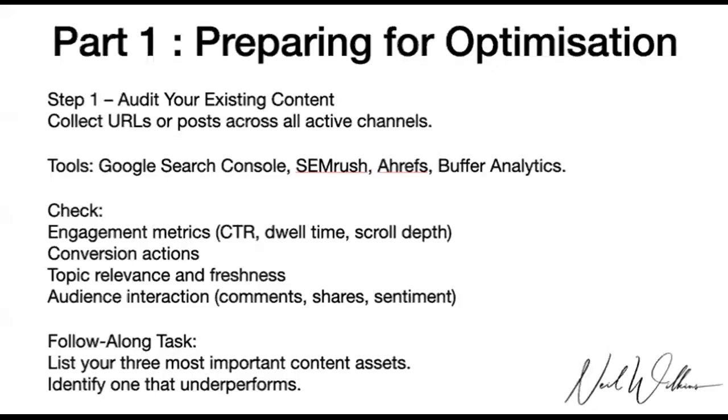So if you're doing a little follow-along task here and trying to put this into your own situation or context, then why don't you just list the 3 most important content assets that you've got? And then think about one, just off the top of your head without getting the data, because obviously you're going to need to go and find all this stuff as you begin your audit. Think about one that underperforms.